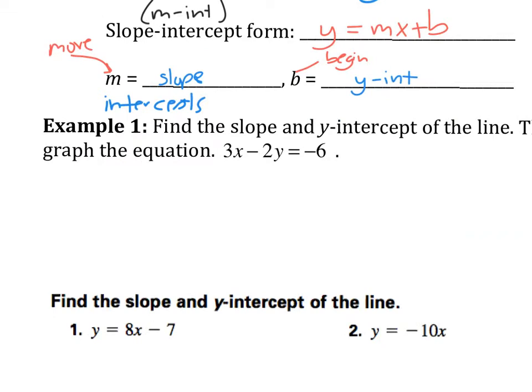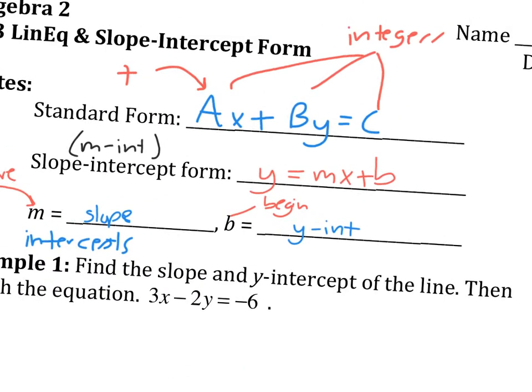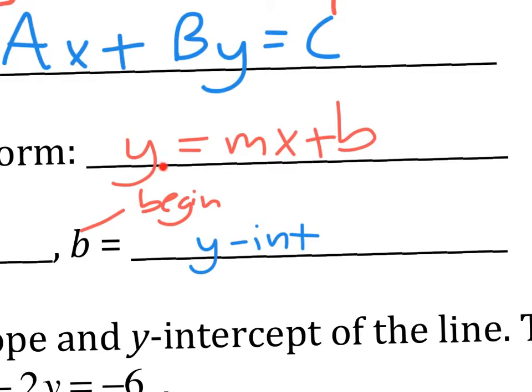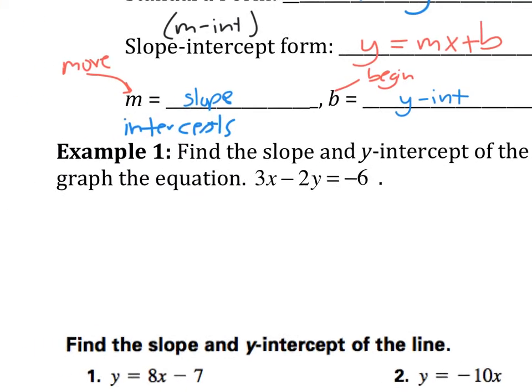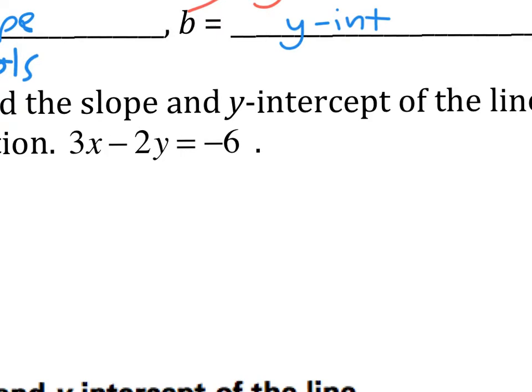Example number 1, we are asked to find the slope and y-intercept of the line. Then we're going to spend some time graphing it. So, notice what slope-intercept form looks like. What letter is all by its little lonesome self? It's the y. So I need to get everything else to the other side and y all by himself. So I'm going to staple y to the page and get rid of everything else around it. So how do I do that?